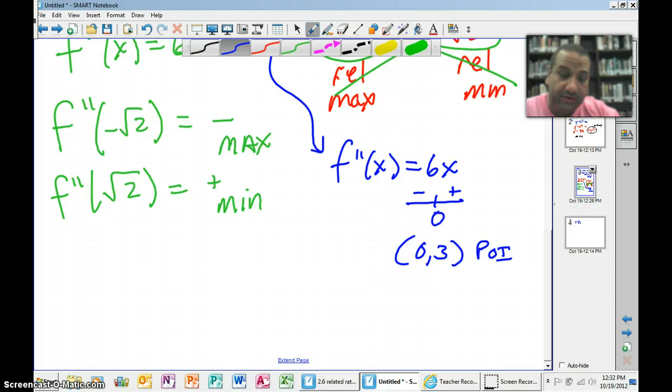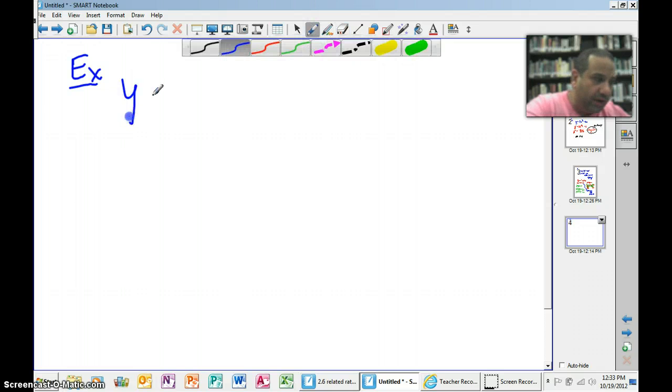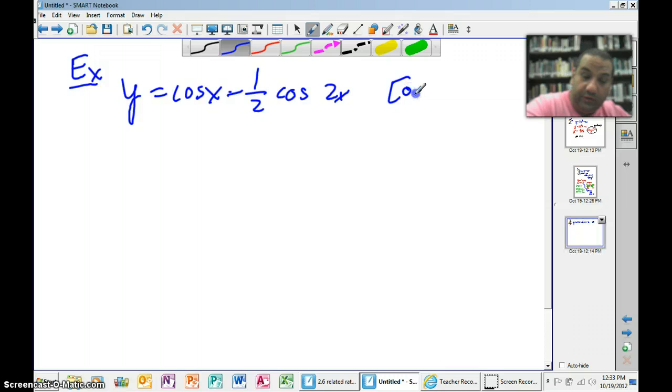Last one. I want some trig. Hold on. Our last problem is going to be y equals cosine x minus 1/2 cosine 2x on the interval 0 to 2 pi. Being a cyclic function, we're just going to take one cycle.